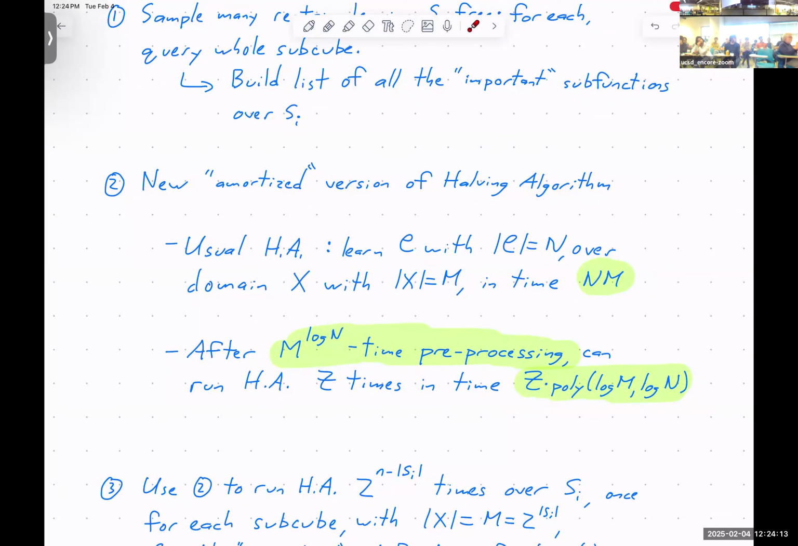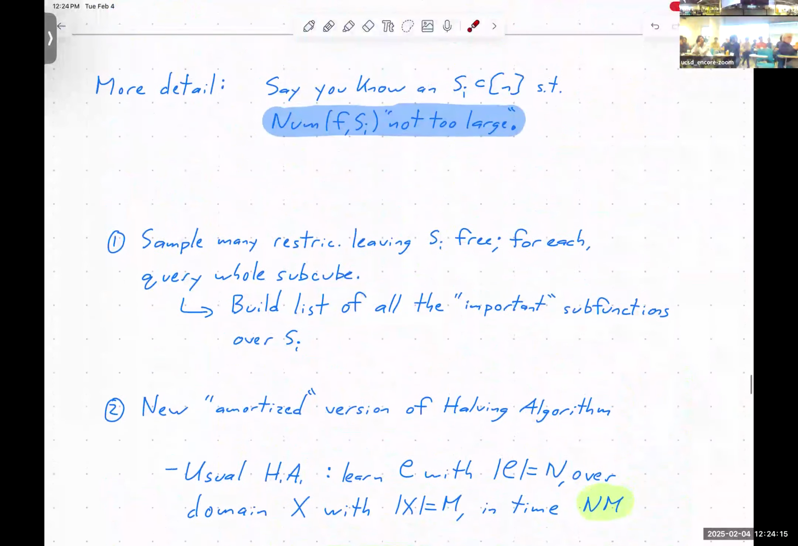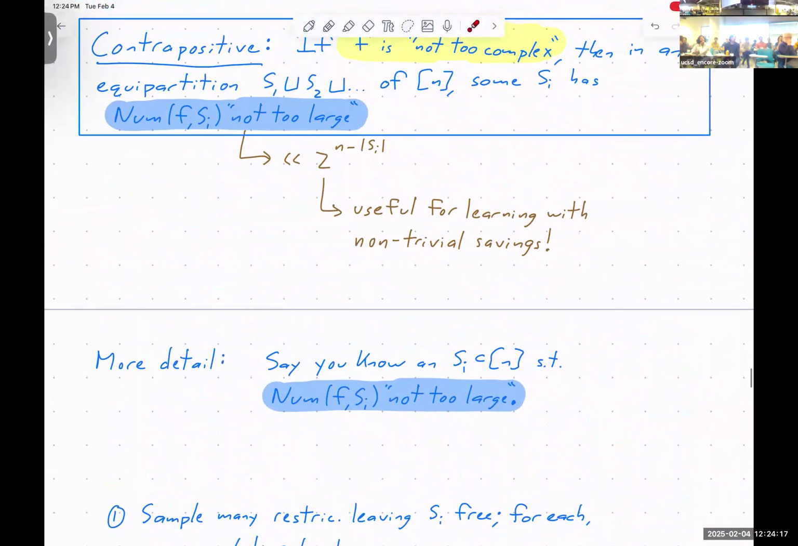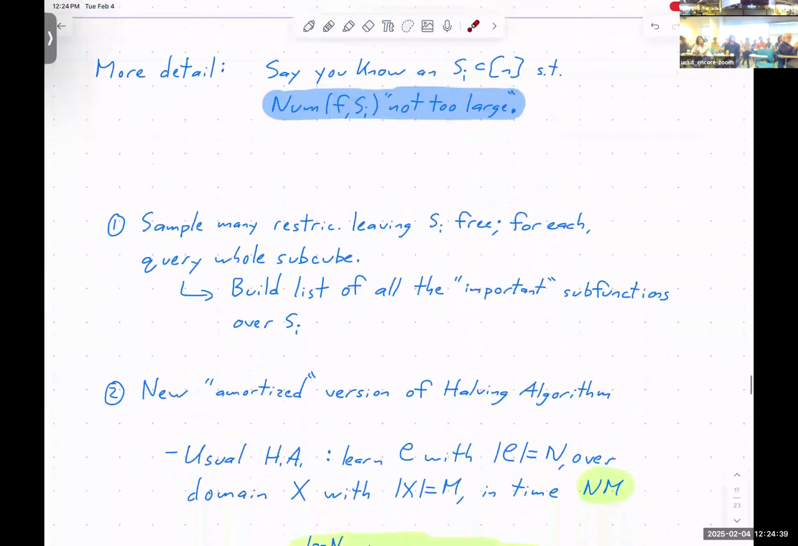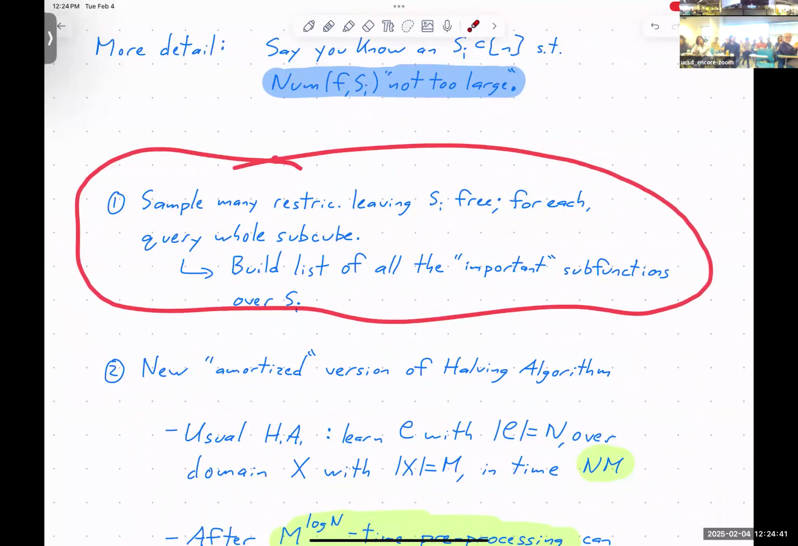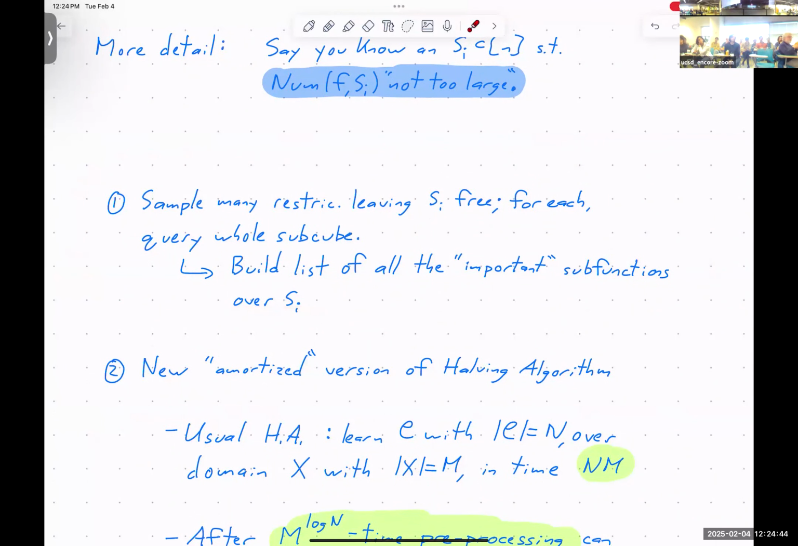So maybe this is too much detail for the last minute of the talk. Bottom line, if I tell you that there are not very many distinct subfunctions which leave a fixed set of variables free, I think it should be intuitively plausible that you can get some non-trivial learning in that kind of setting. When you do something like take some random samples and see if they match one of the functions on your list? Yeah, something like that is part of how you actually implement this.